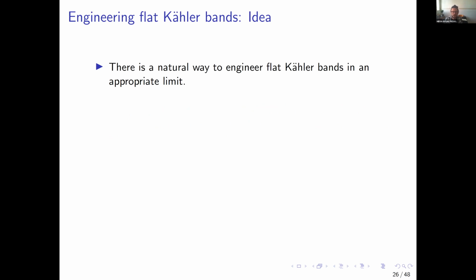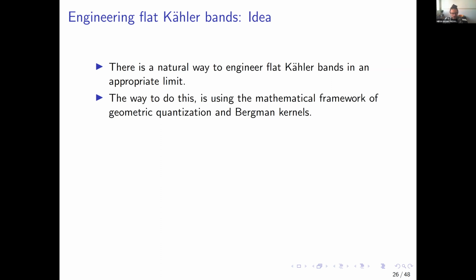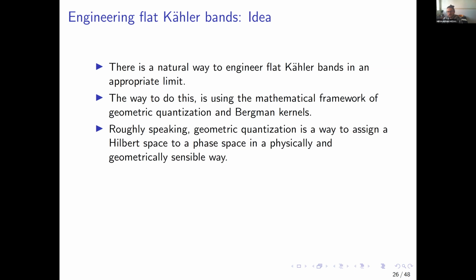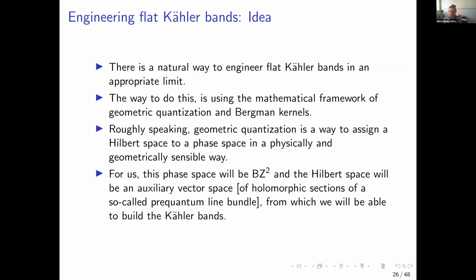The way we're going to do this is by resorting to geometric quantization. So, okay, I'm speaking ahead. We're going to use geometric quantization and Bergman kernels to engineer flat Kähler bands. Roughly speaking, geometric quantization is a way to assign a Hilbert space to a phase space in a physically and geometrically sensible way. For us, this phase space will be our Brillouin zone, momentum space, and the Hilbert space will be an auxiliary vector space of holomorphic sections of a certain line bundle, which is called the pre-quantum line bundle, from which we'll be able to build the Kähler bands.